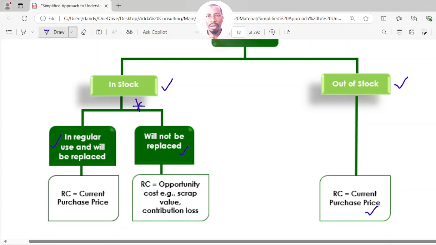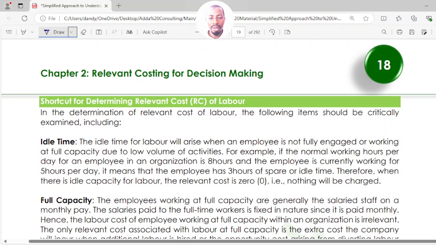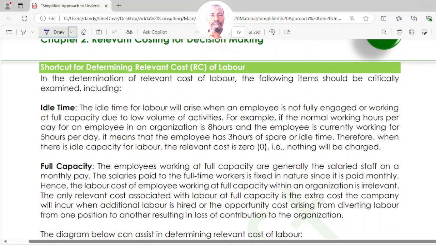But before we get to the diagram of determining relevant cost of labor, you must understand the elements. Okay, two things can happen as far as labor is concerned. You can have spare capacity or full capacity. There can be full capacity or idle capacity. Now, as far as full capacity is concerned, the employees on full capacity are generally the workers on a monthly salary.